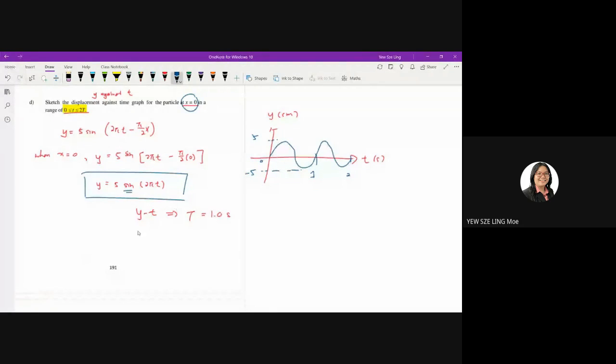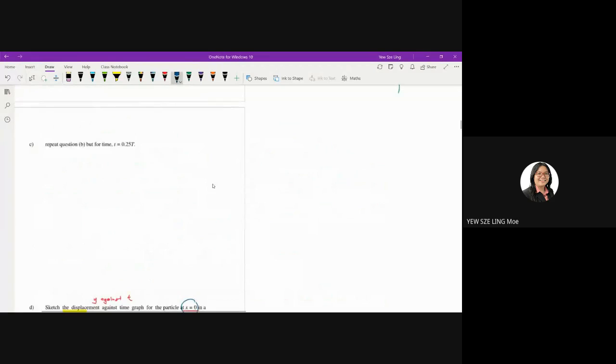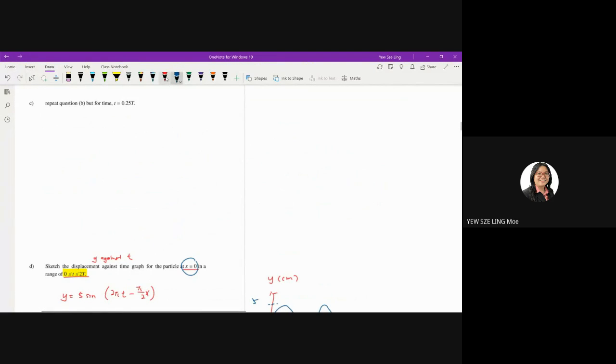So now let's look at question C. Question C is slightly different. The question gives you t equals 0.25 T. So repeat question B, but now you are going to repeat it for time t equals 0.25 period. So how are you going to solve it? Let's look at the equation.